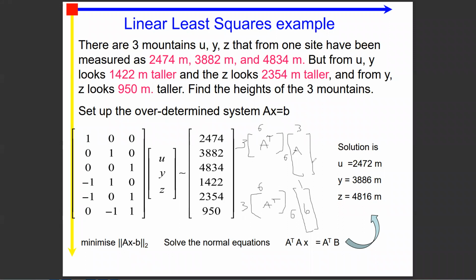The result for A transpose A is then 3 by 3, and this one here is 3 by 1. I'm just showing the final result, which is smaller once you multiply out. And then you can solve it by taking the inverse of the 3 by 3 matrix.